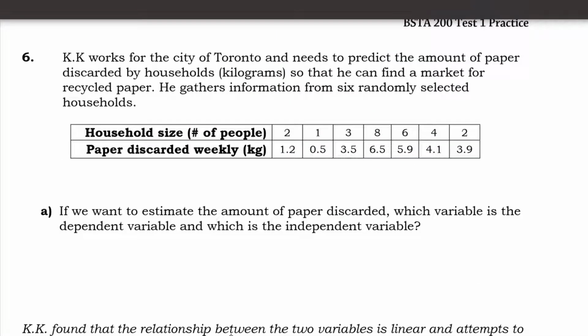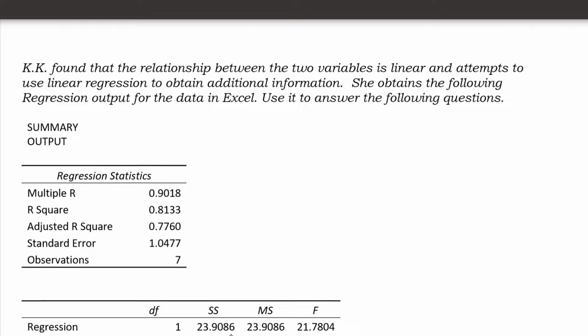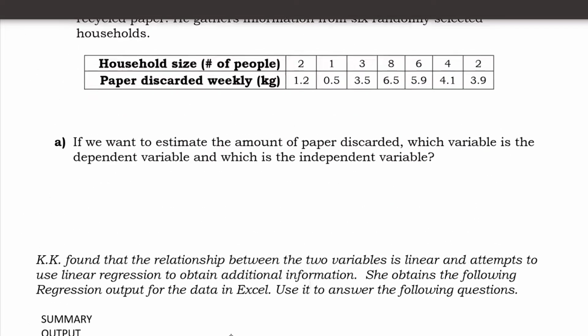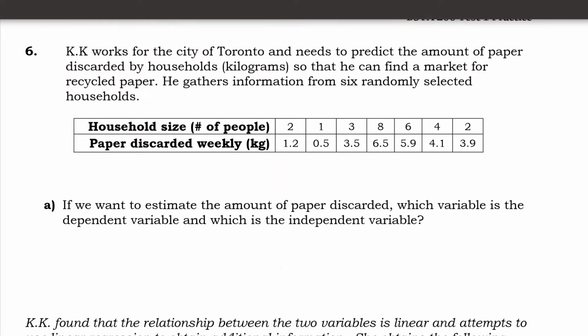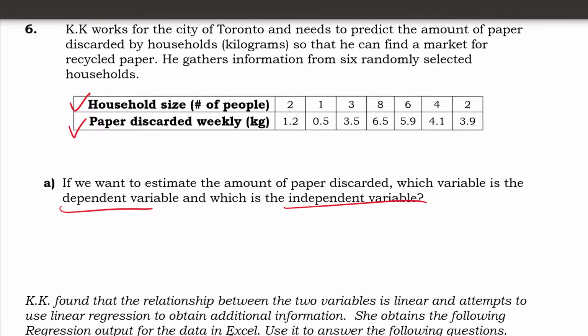In this last question, we want to use this table and output to answer the given question. So we're looking at household size and the amount of paper discarded weekly. The first question here is asking if we want to estimate the amount of paper discarded, which variable is the dependent variable, which is the independent variable. Now we will expect the amount of paper discarded to depend on the household size. So y is the dependent variable and x is the independent variable.